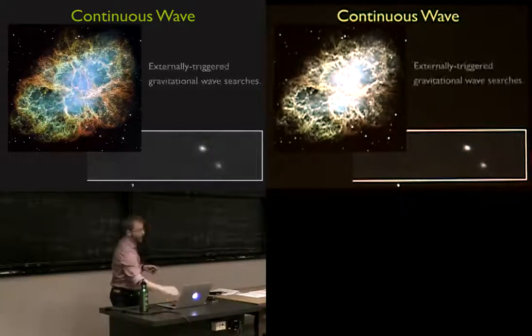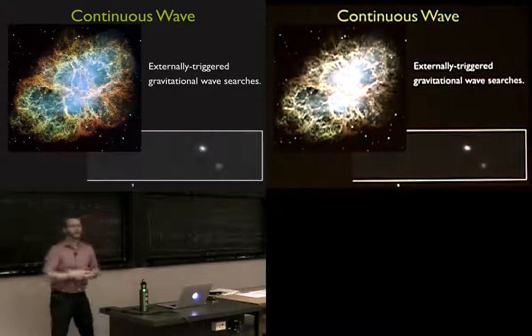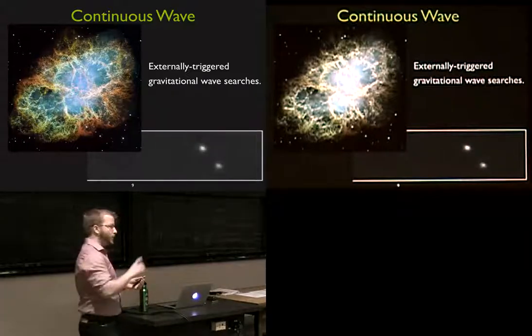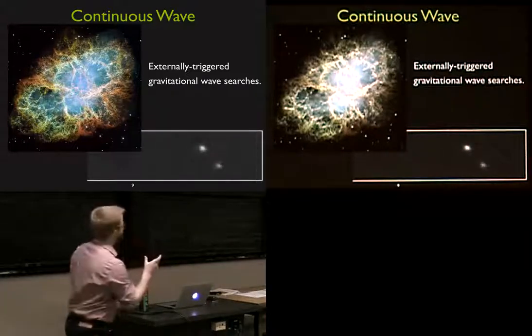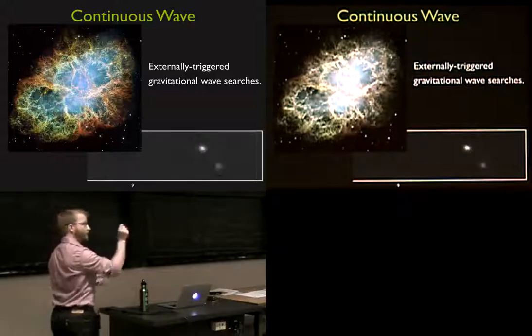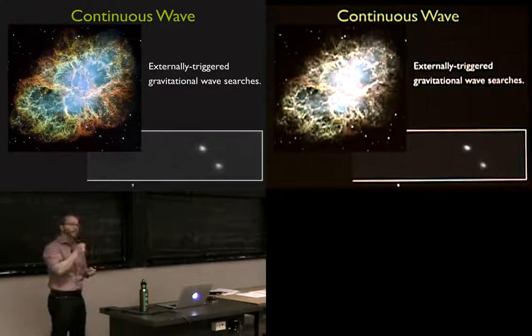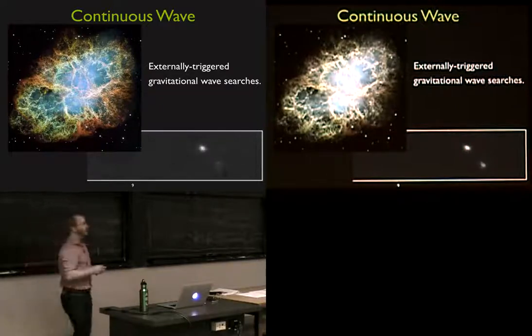And so we do that. We call it an externally triggered search. We know exactly where on the sky the Crab pulsar is, and so we can use that to very specifically look through the data for that very specific frequency in that very particular spot in the sky. And it gives us an ability to dig much deeper into the noise than we could if we didn't know that information.